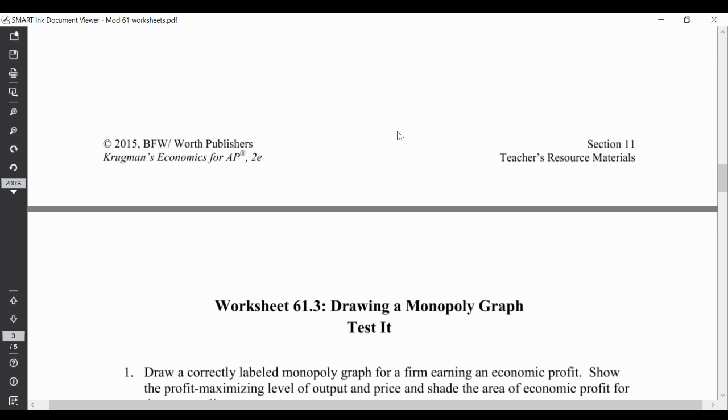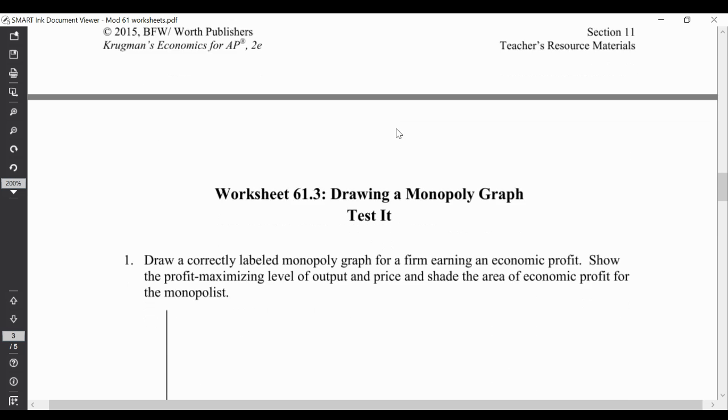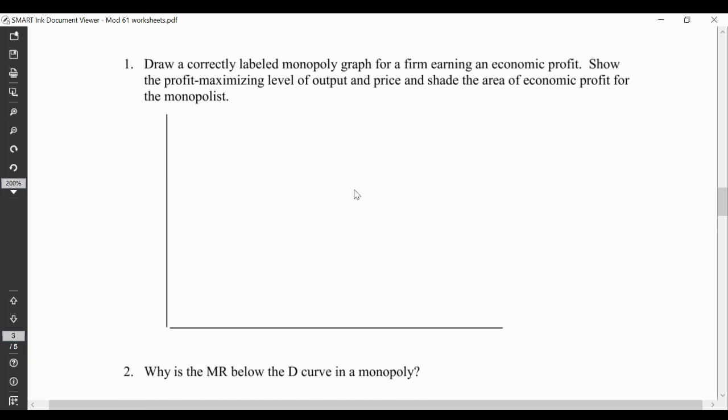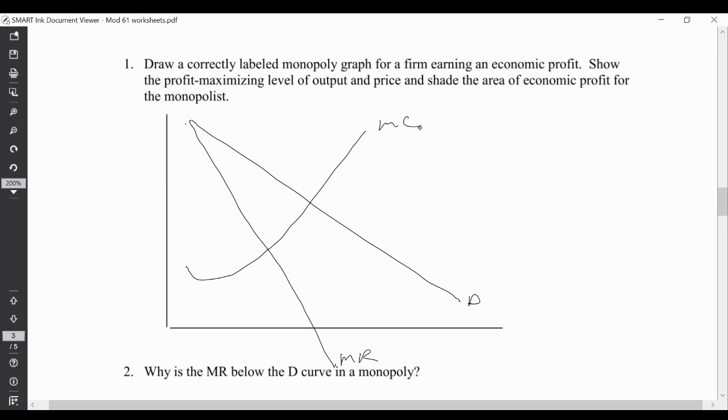So let's look at 61.3. 61.3 says draw a correctly labeled monopoly graph for a firm earning an economic profit. Show the profit maximizing level and shade in the areas of economic profit. So here we go. I'm going to draw the demand curve here, and the marginal revenue here. Here is marginal cost. Then I'm going to draw average total cost right here, and up here, average total cost.